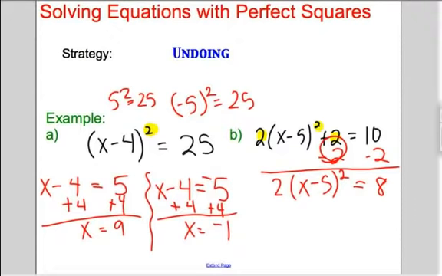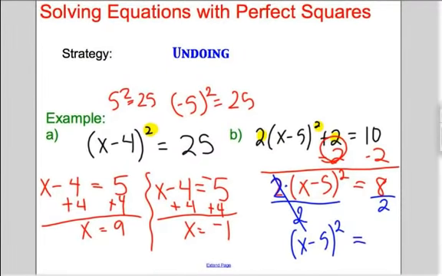Now I'm going to undo the other 2. Well, let's see. This 2 says 2 times this quantity. So to undo it, I divide because it makes a nice big 1. But I have to do the same thing to the other side. So now my x minus 5 squared is alone. X minus 5 squared equals 8 divided by 2, which is 4.